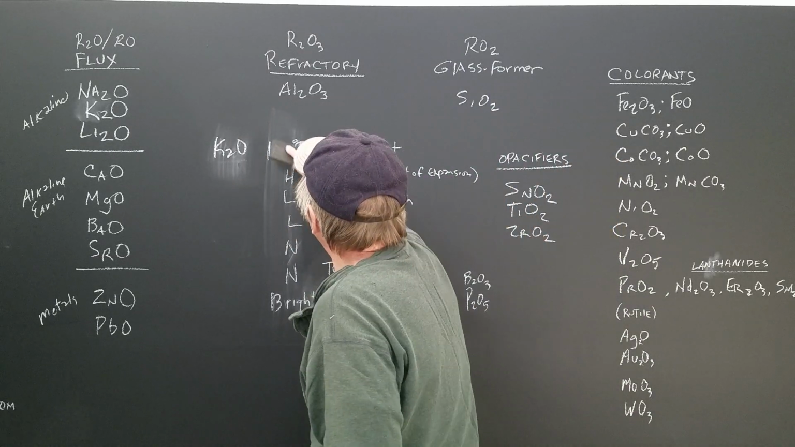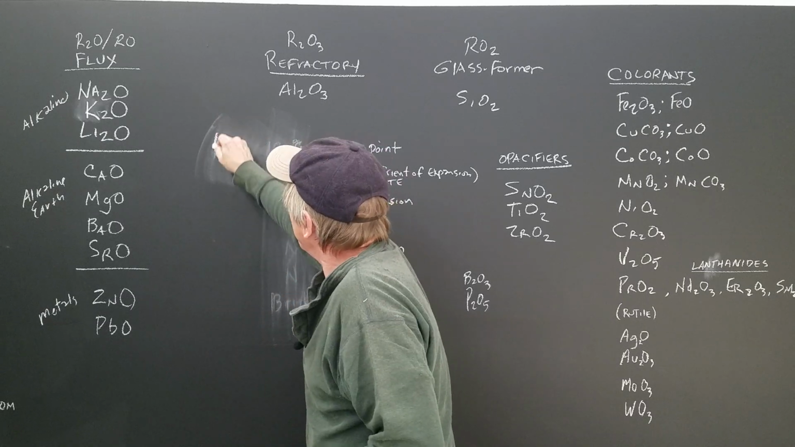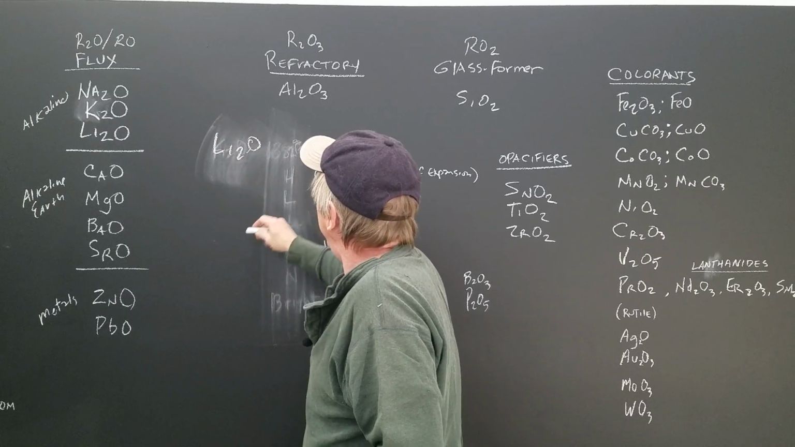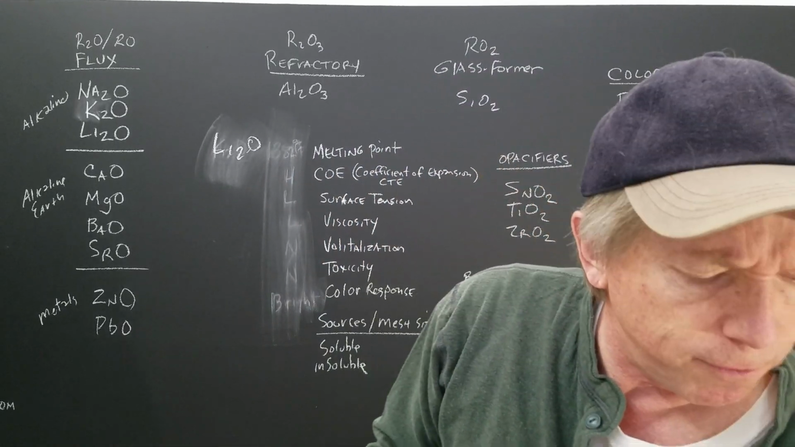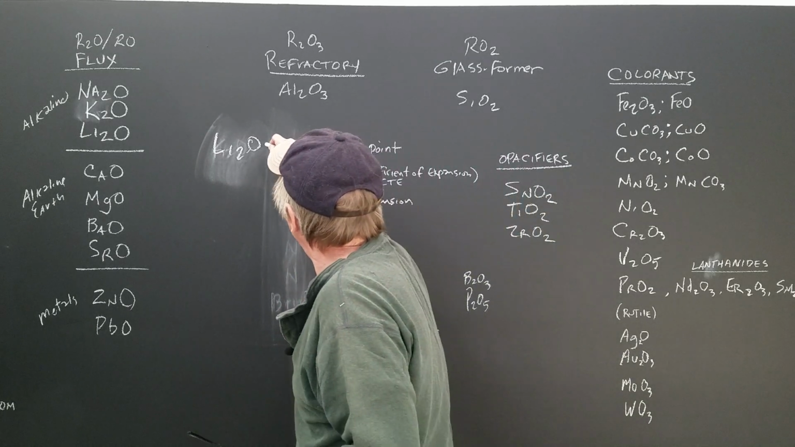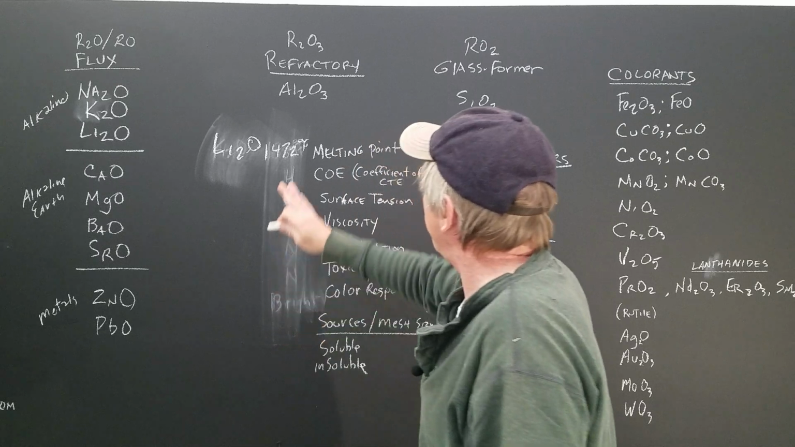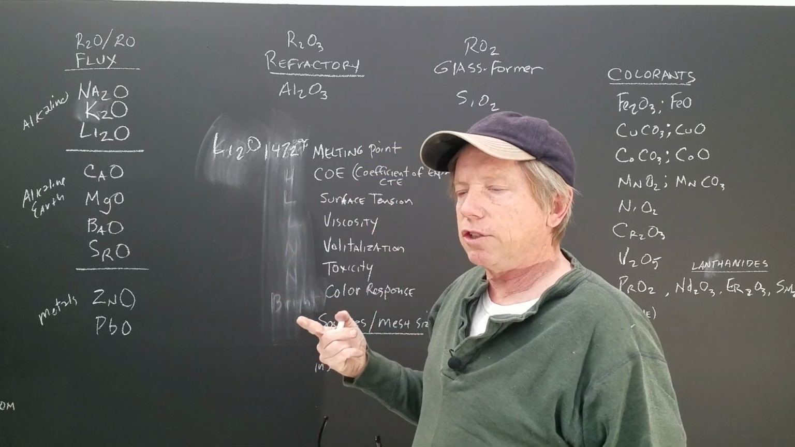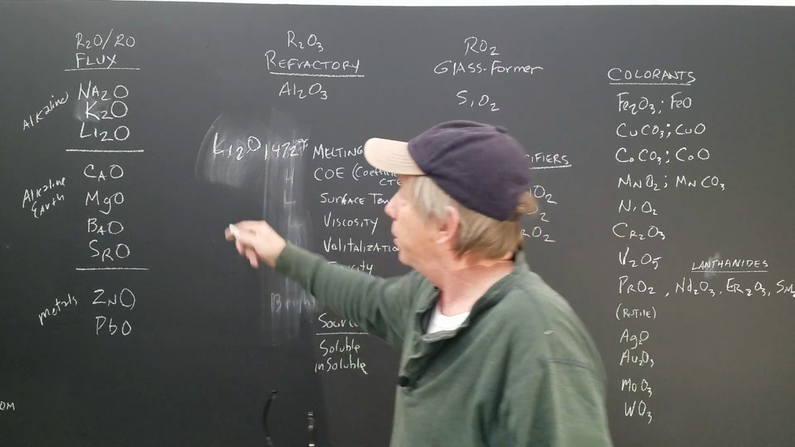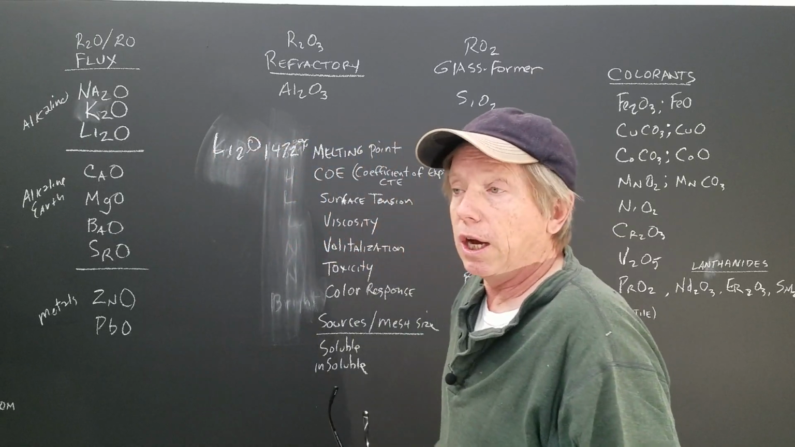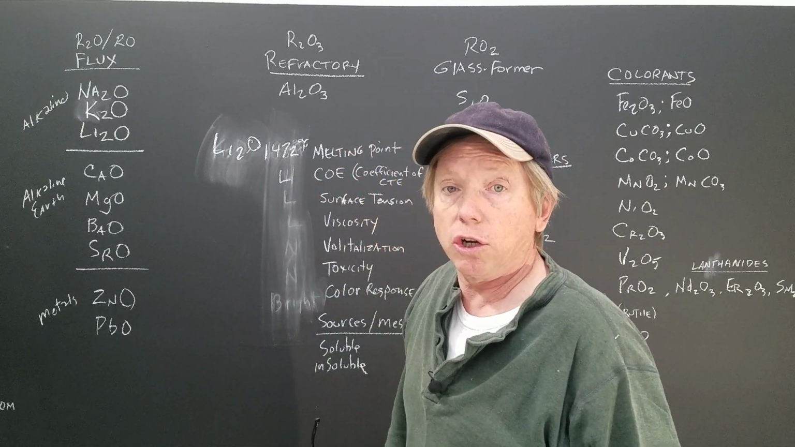So let's do our next one. This will be called lithium. And that melts very low. That melts at 1472. Okay, and then the overview of this, it's the lightest and smallest and strongest of all the alkaline fluxes. So here's our alkaline fluxes. It has a low coefficient of expansion. That means it can cause shivering.